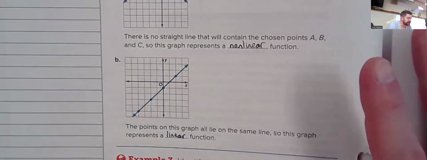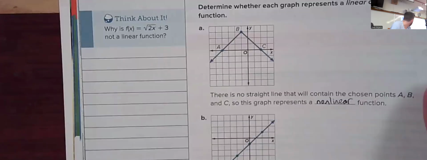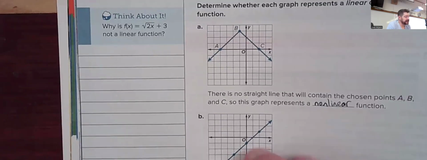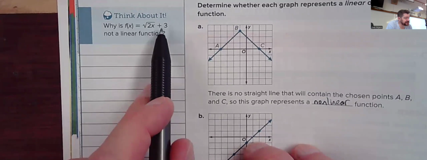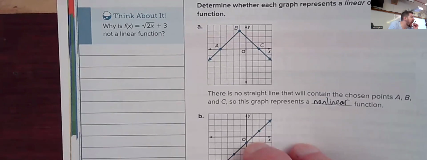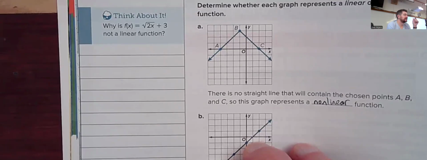Let's go to the think about it real quick up on the top left. Why is f of x equals the square root of 2x plus 3 not a linear function? Is x by itself? Not really. Where is it? It's with the 2 and it's underneath the square root. So it's not x by itself.